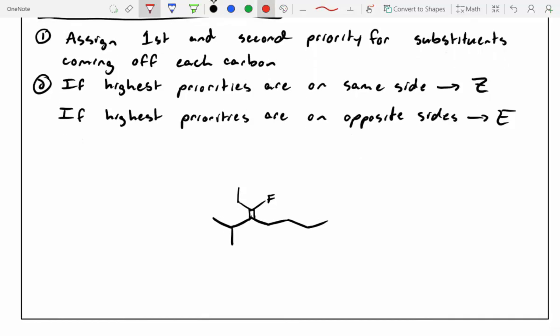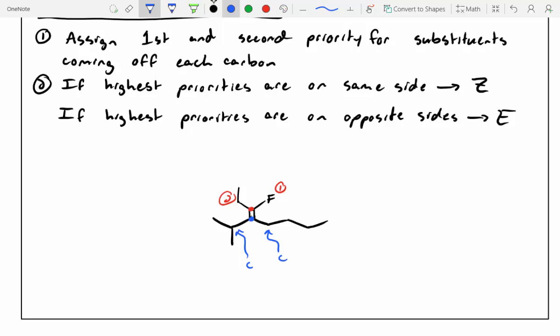First thing we'll do is look at this top carbon. I'll label this as red. Over here we've got a fluorine, and over here we've got a carbon. Fluorine's a higher atomic mass, so we will label this fluorine priority 1. So I'll go priority 1, priority 2. Next thing we'll do is look at the other alkene carbon. And then down here we've got a carbon, and we've got a carbon. So it's tied right now.